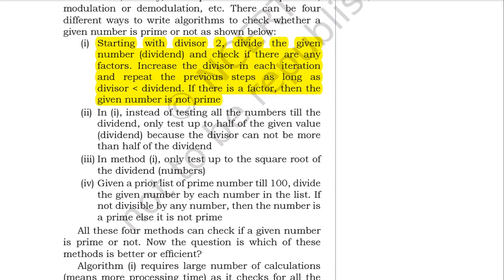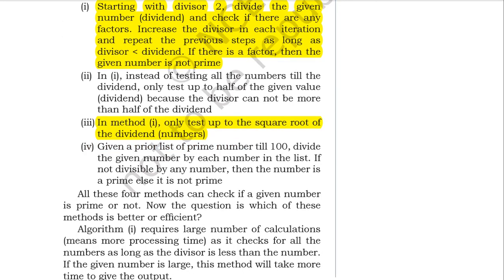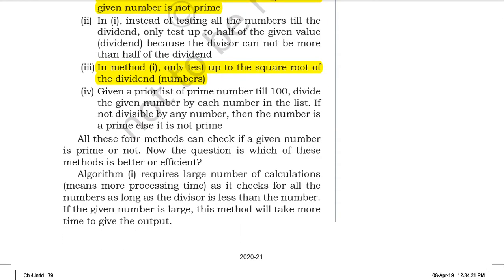And the third approach is, in method 1, only test up to the square root of the dividend number. And the fourth one is, given a prior list of prime numbers till 100, divide the given number by each number in the list. If it is not divisible by any number, then the number is prime, else it is not prime. All these 4 methods can check if a given number is prime or not.